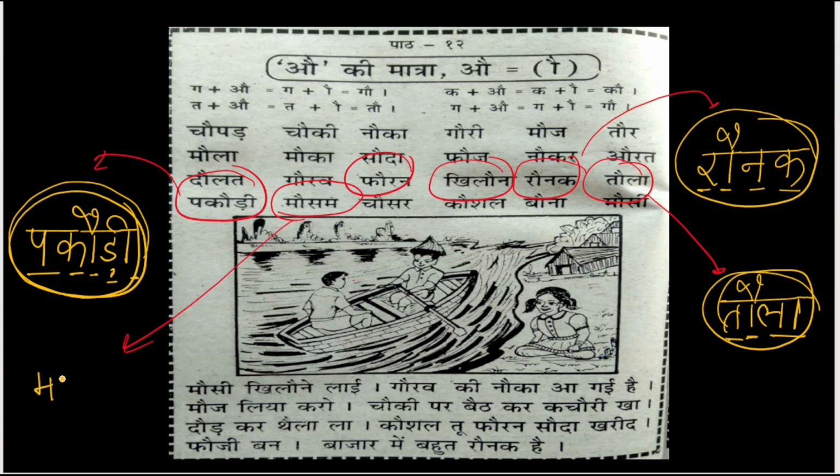This is ma, and this is mother of ao, and this is sa, and this is ma. Now it became ma, ao, sa, ma, mausam, which means weather.